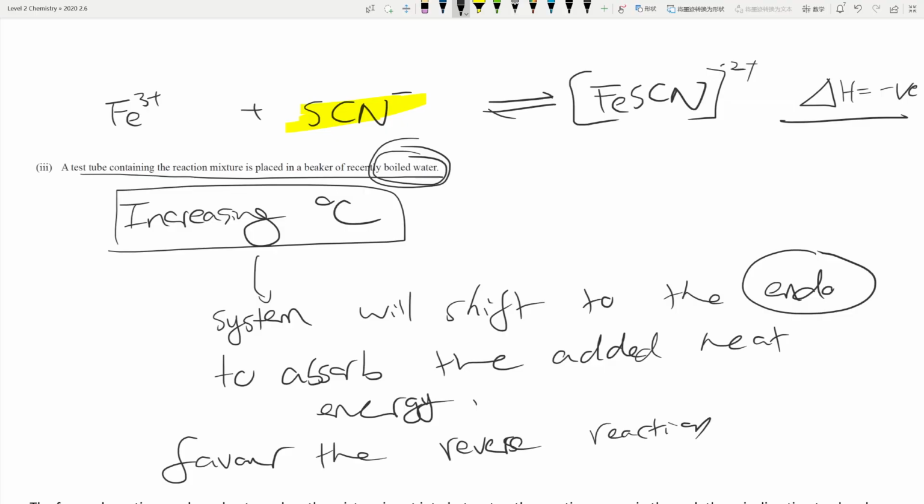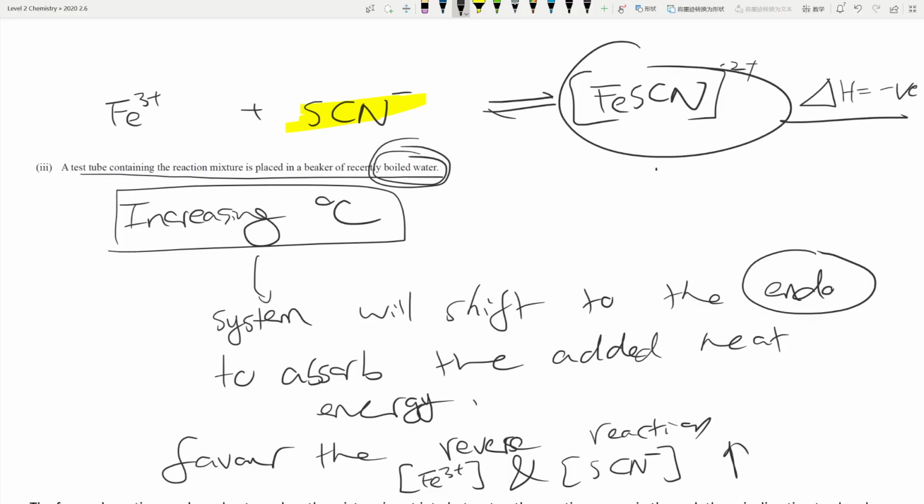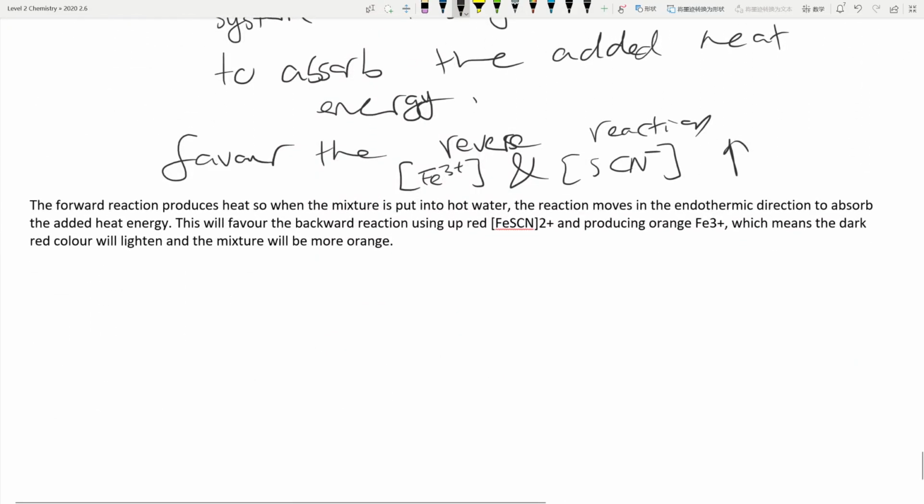So that means the concentration of Fe3+ and the concentration of SCN- both increase, and then the FeSCN2+ concentration will decrease. That means it will be less red, more orange. Okay, so this is temperature. Again, the reaction produces heat, and in hot water the reaction moves to the endothermic direction to absorb the heat energy, therefore it favors the backwards reaction, therefore you make more of the orange stuff, use up the red stuff, which makes the color lighten, and you are going to do really well in the exam because you have listened carefully to this particular video.